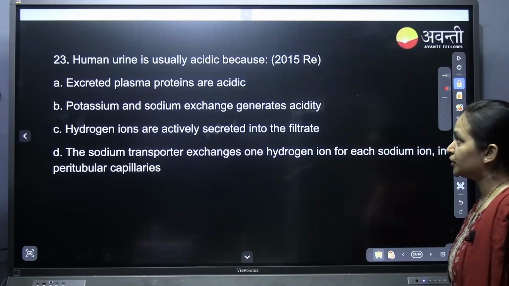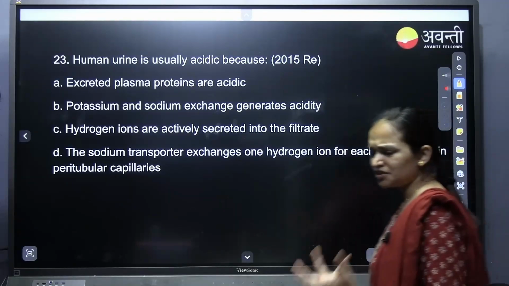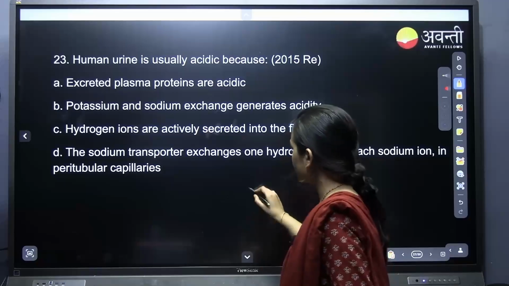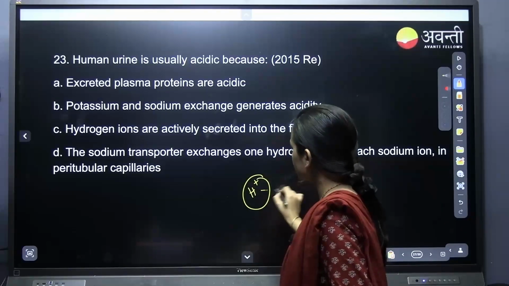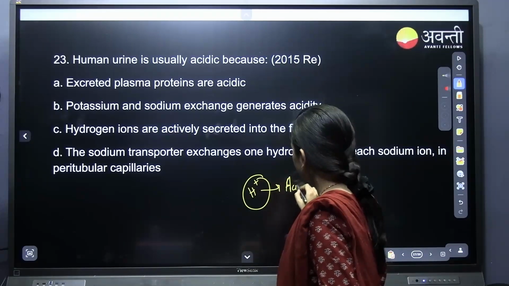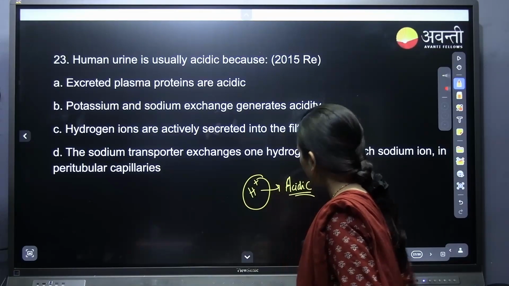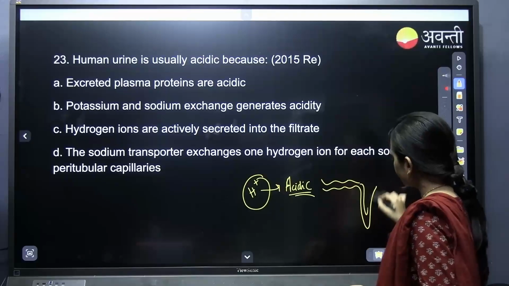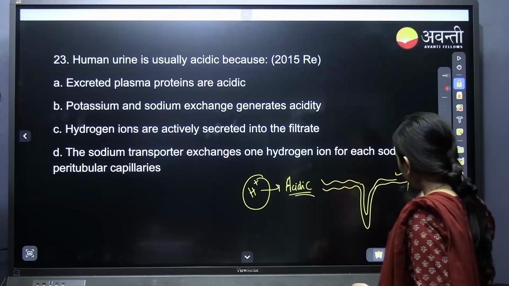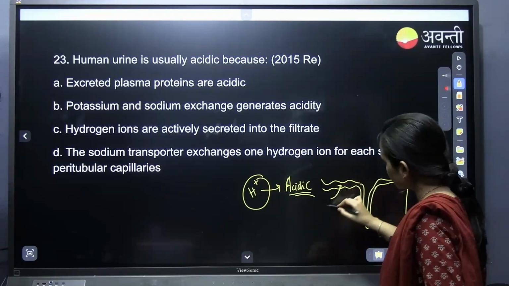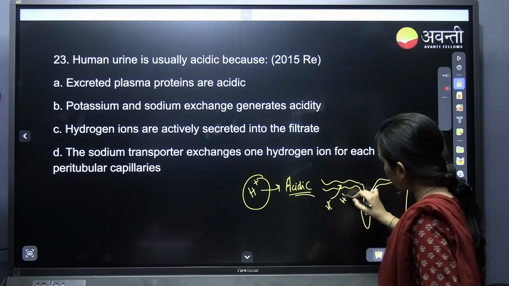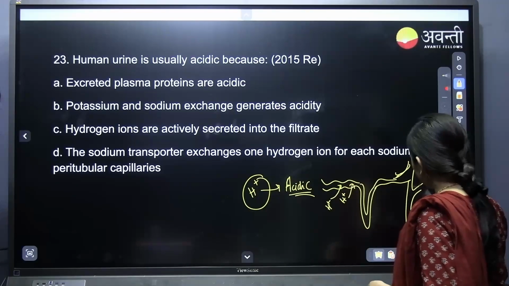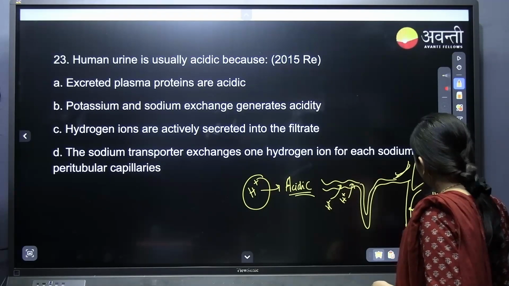Human urine is usually acidic because, tell me, what is the basis of acidity? You know it, right? What is acidic and basic? Which means the one with more H plus ions is acidic. So all the way, even in the PCT, in the DCT and in the collecting duct, what were we doing actually? H plus is being pushed in, right? H plus.